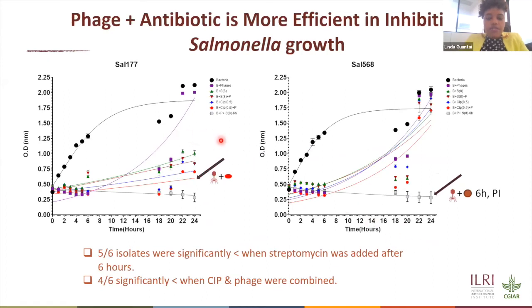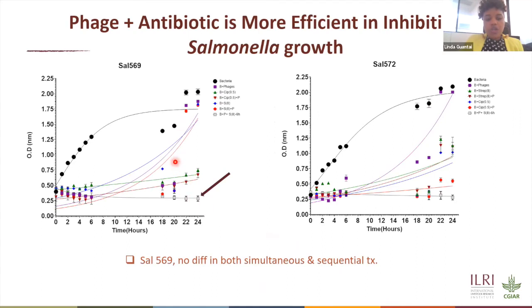So interestingly, from these results, we were able to see that in 5 out of 6 of the isolates there was significant bacterial reduction when streptomycin was added after 6 hours as compared to when streptomycin was added at the same time. And 4 out of these isolates were significantly reduced when ciprofloxacin and phages were combined simultaneously. It was also important to note that for one of the isolates, Salmonella 569, there was no difference between simultaneous and sequential treatment, because for both of them, there was significant reduction of the bacteria density.